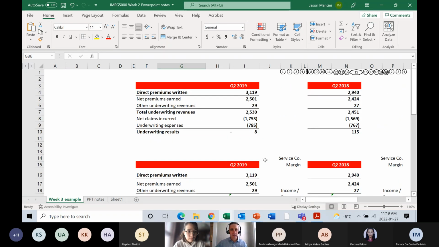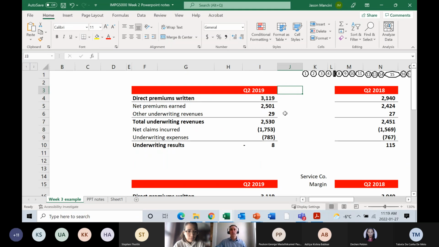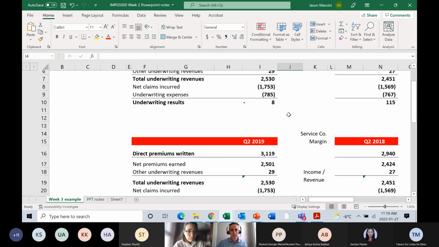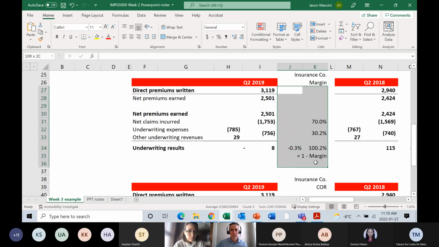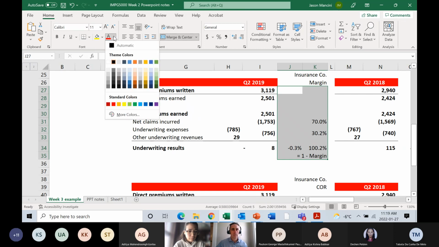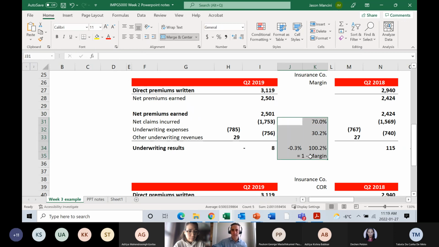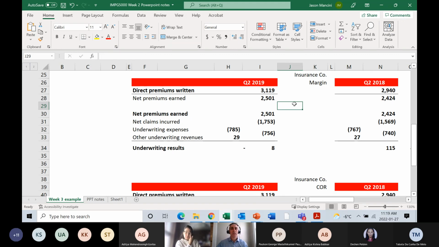Let me just find a nice clean one. Here's our example that we're going to use. So we have some financial results from the insurance company. I just show the written premium and the earned premium, just to get you used to the fact that what we use as the measure of revenue for insurance companies is net premiums earned.